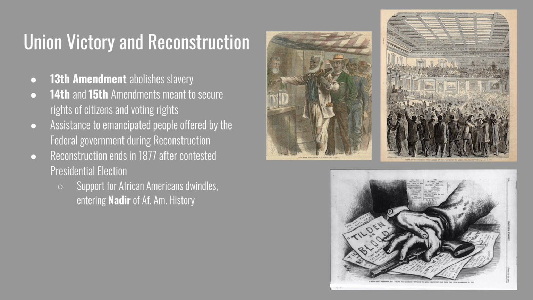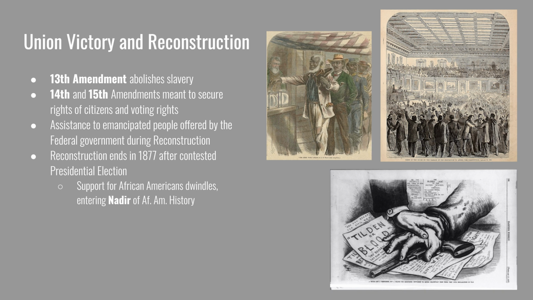However, in 1877, Reconstruction ends after the contested presidential election between Rutherford B. Hayes and Samuel Tilden. A deal is made between the Republicans and the Democrats that the Republican candidate Hayes would be given the presidency as long as he ended Reconstruction that had been enforced by the military in the South. The support for Reconstruction as a whole had waned due to an economic depression in 1873.